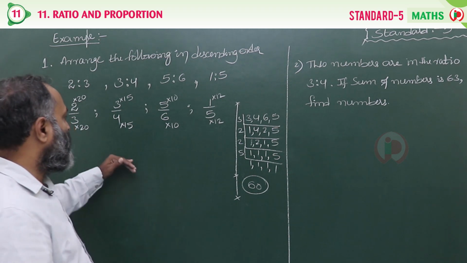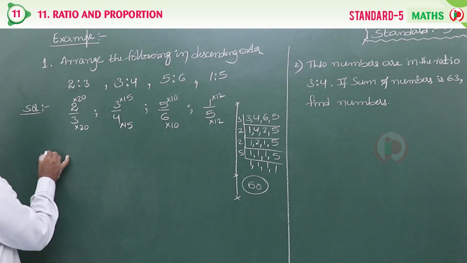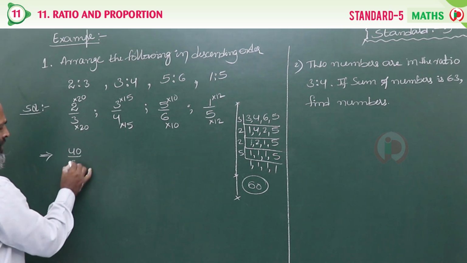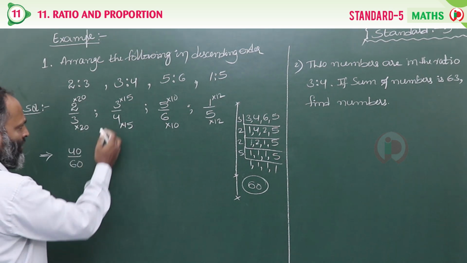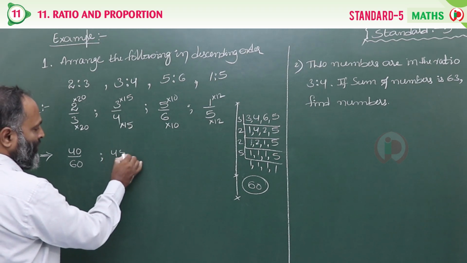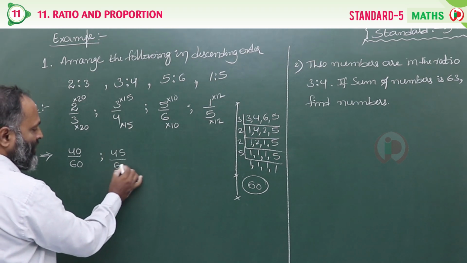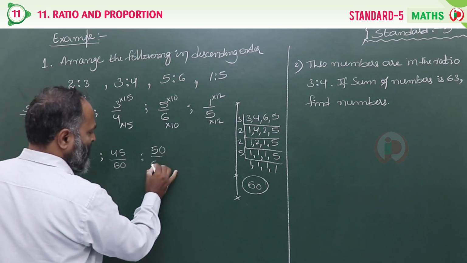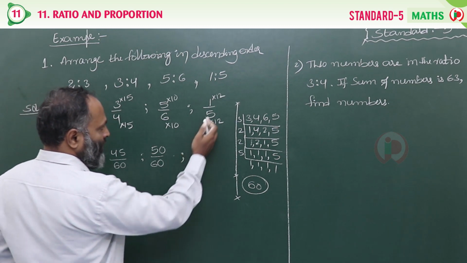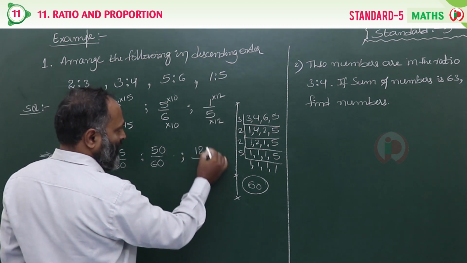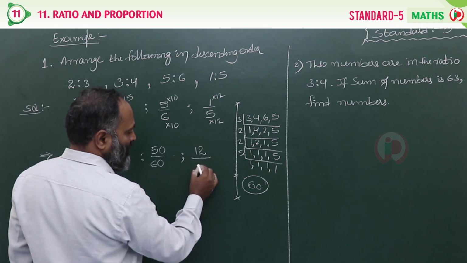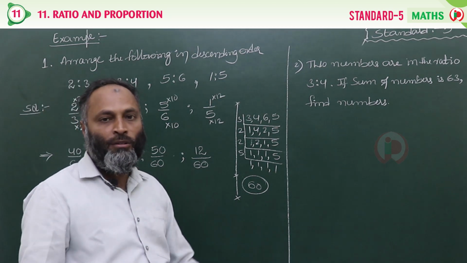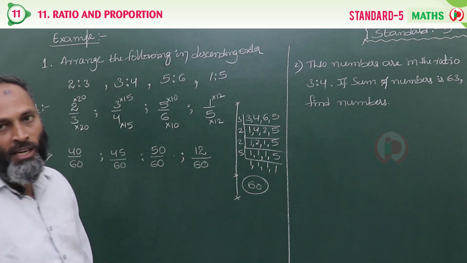Then after this you multiply numerator and denominators. 2 20s are 40, 3 20s are 60, so 40 by 60. 15 3s are 45, 15 4s are 60. 5 10s are 50, 6 10s are 60. 1 12 is 12 and 5 12s are 60. All are 60. Now all the fractions are converted into like fractions.